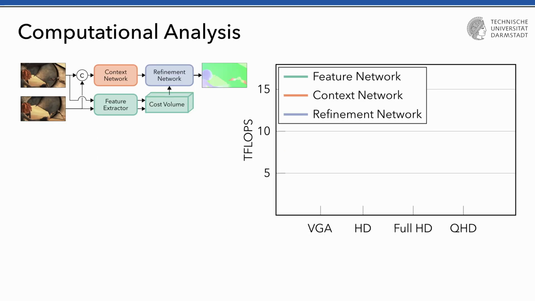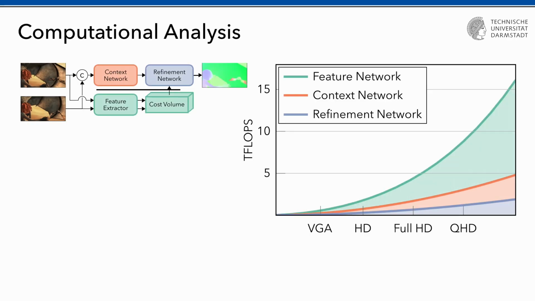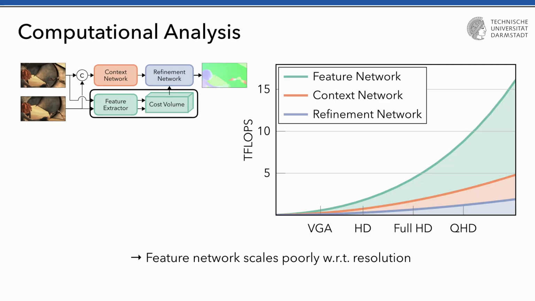We do a more detailed breakdown of the compute operations by measuring them per building block of CRAFT. The context and refinement networks both scale favorably with respect to the resolution. But the feature network, consisting of the feature extractor and cost volume, scales poorly with respect to the input resolution. This observation motivated us to look into how to make the feature network more efficient.